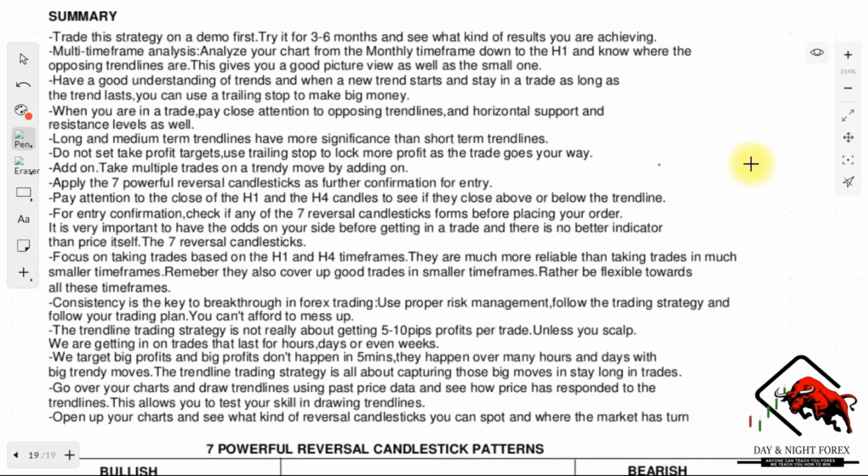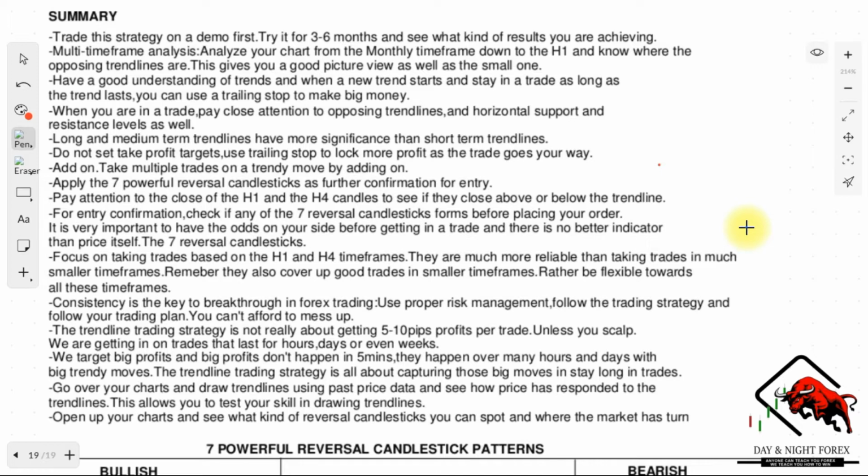Okay, so make use of multiple time frame analysis. So top-down analysis. Analyze your chart from the monthly time frame down to the H1 and know where the opposing trend lines are. So this will give you an overall good picture of what is happening over the whole market structure as well as on the smaller time frames, right? So have a good understanding of trends and when a new trend starts, and stay in a trade as long as the trend lasts, right? So as long as the trend is in your direction, make sure that you hold on to the trade.